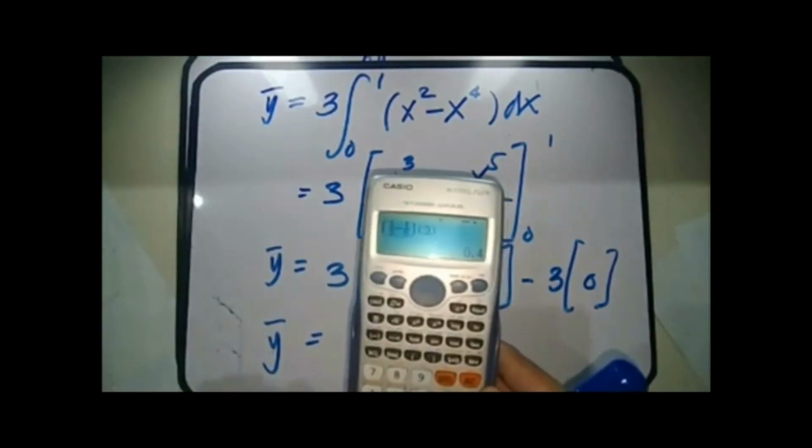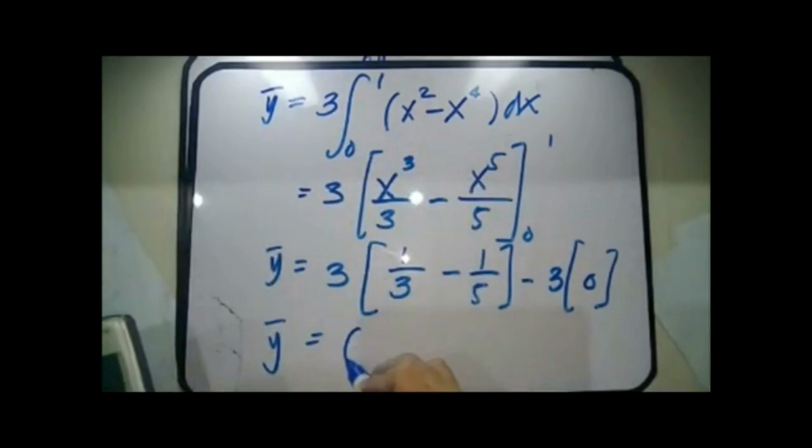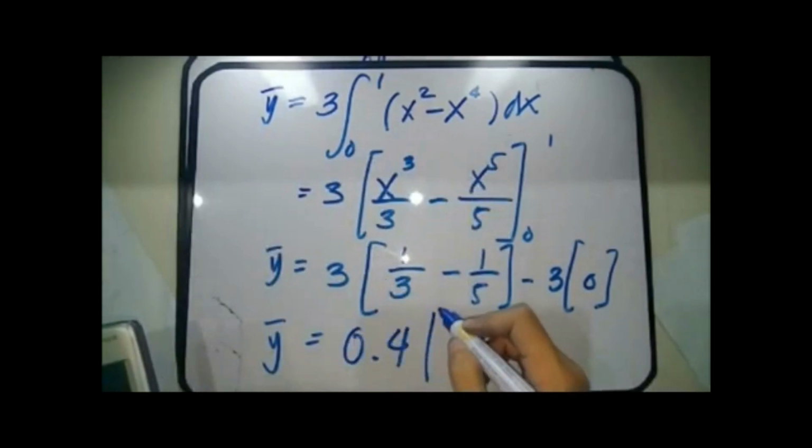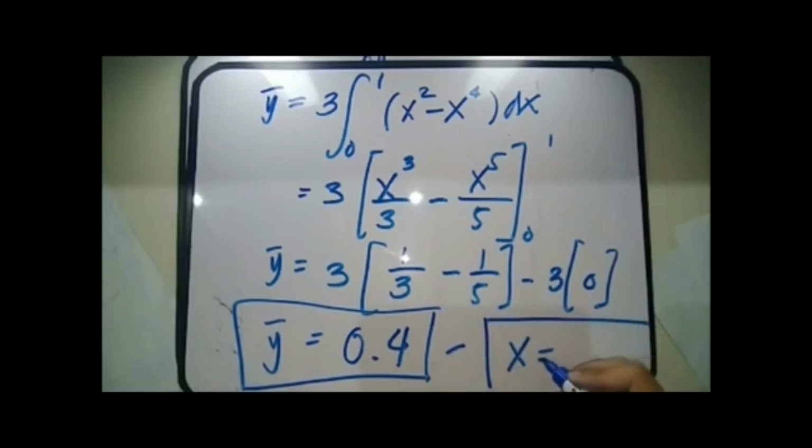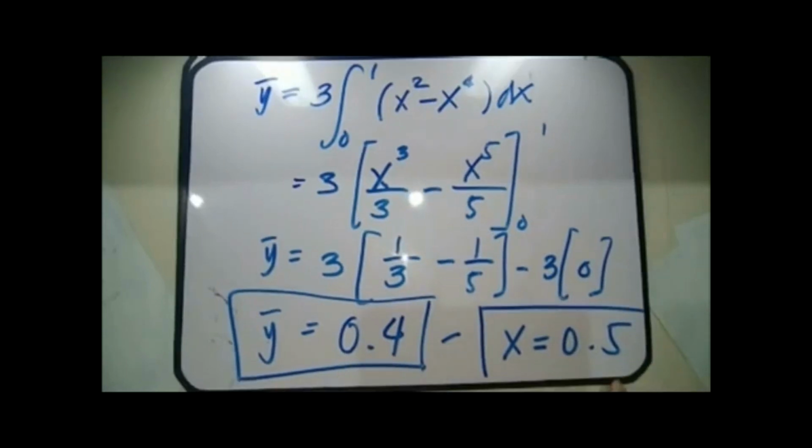So our y bar, guys, is equal to 0.4. Therefore, the coordinates of our centroid are 0.5 and 0.4. What we got earlier was x equals 1/2 or 0.5. So this is our final answer: 0.5, 0.4 is the coordinate of the centroid.